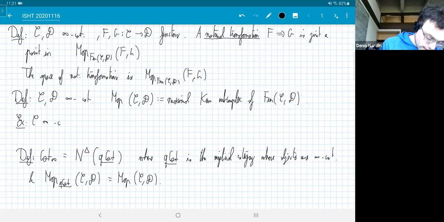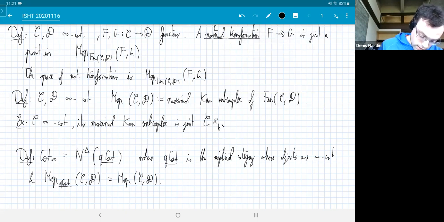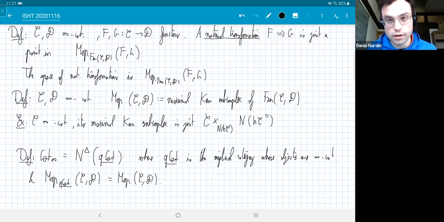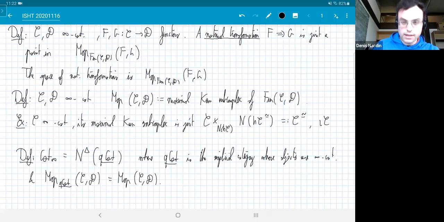So if C is an infinity category, its maximal Kan subcomplex is just C. Well, I promise I will write the nerves here. Where this tilde here denotes just the maximal subgroupoid. So it's actually a rather concrete object. And sometimes it's written also iota C. I actually tend to prefer it's called the interior, or sometimes it's called the moduli space of objects.